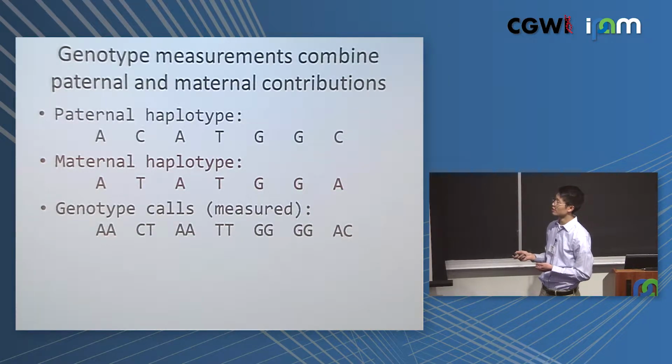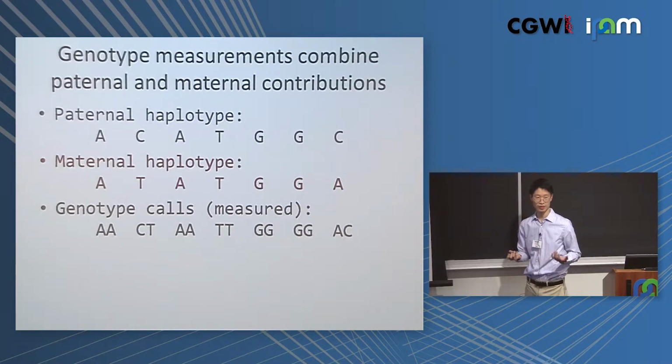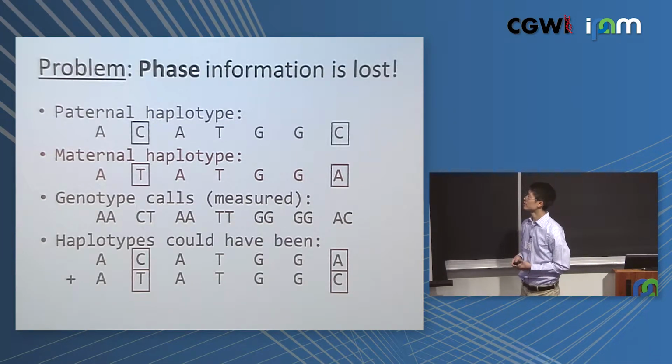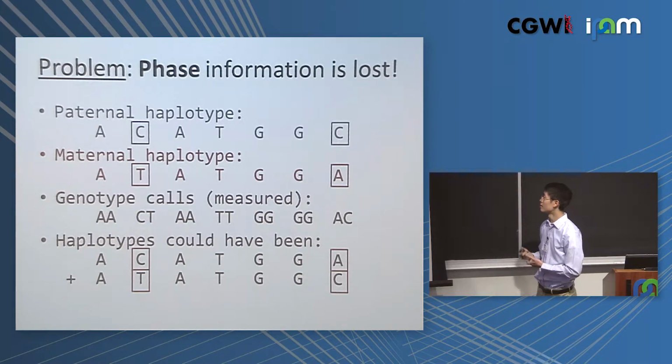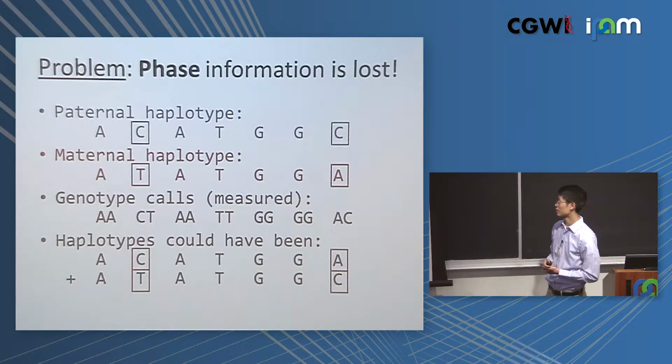So at the first position, since you got an A from both the father and the mother, you get an AA. In the second position, however, you have two different alleles from your two parents, and so all you know is you got a CT, but you don't know where the C came from and where the T came from. So that information is called phase information. Namely, phase information is which allele comes from which parent. And so what I've told you is that phase information is lost by most genotyping methodologies.